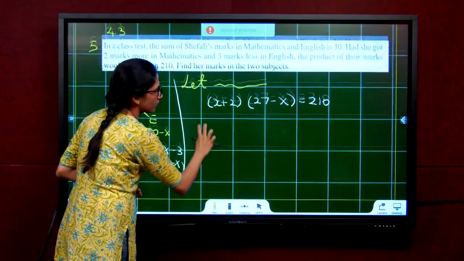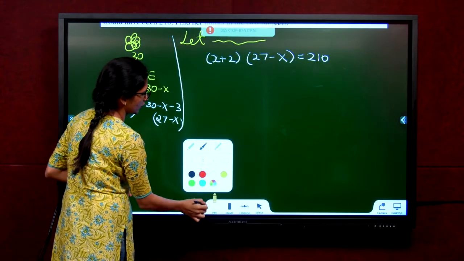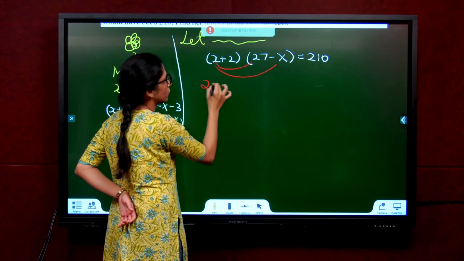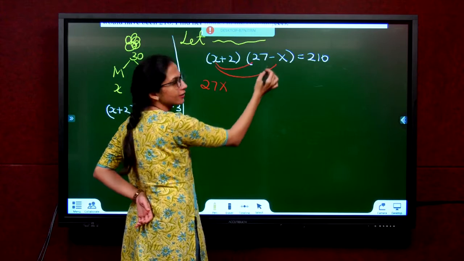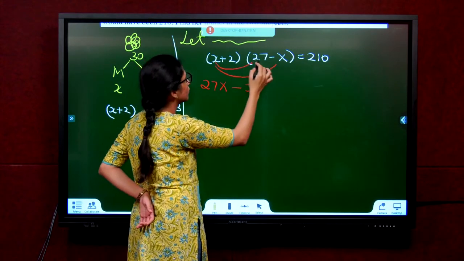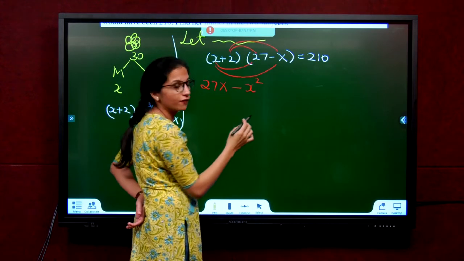So now normal multiplication, you all know how to do it. Be quick. X into 27, 27x. X into minus x square. 2 into 27, 54.